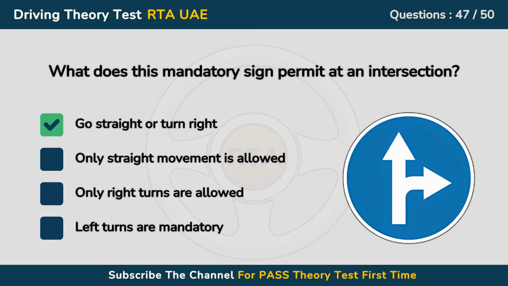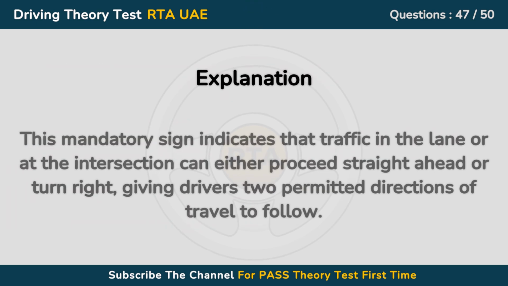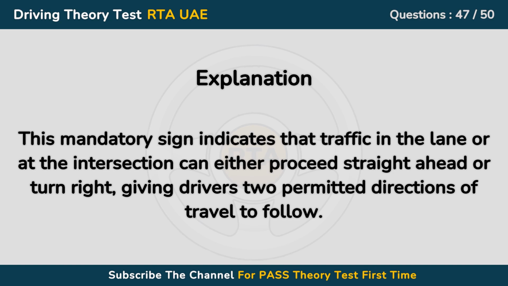Answer is A. Go straight or turn right. This mandatory sign indicates that traffic in the lane or at the intersection can either proceed straight ahead or turn right, giving drivers two permitted directions of travel to follow.